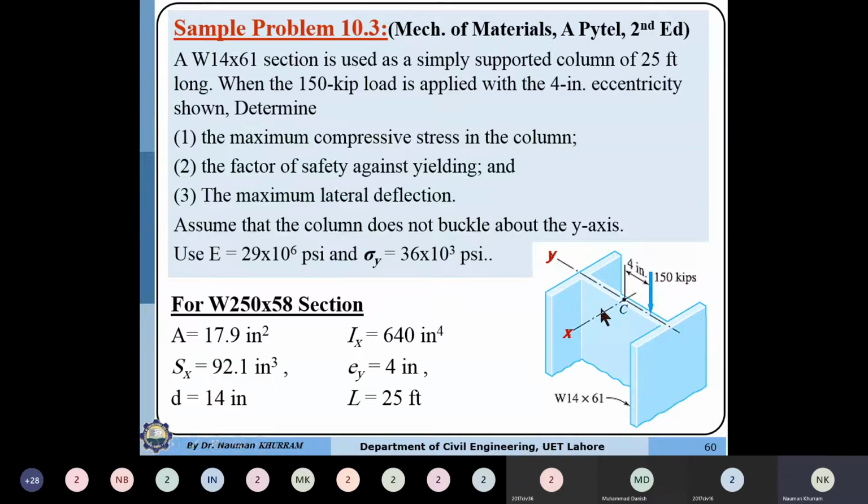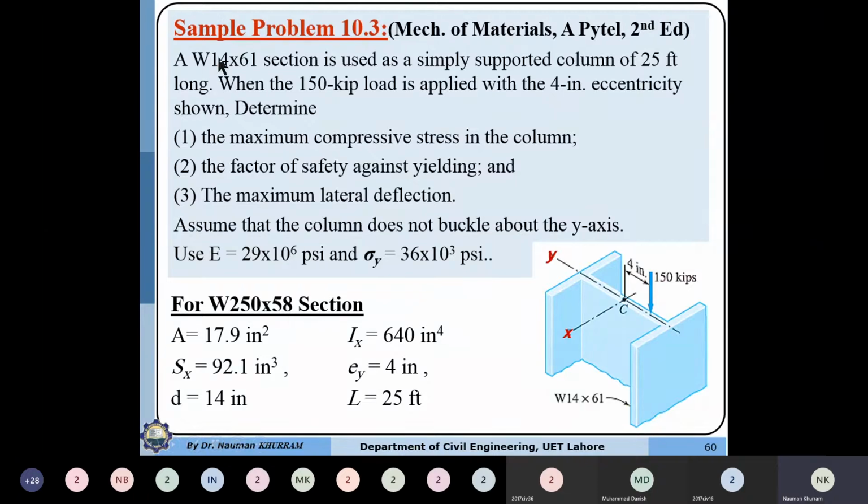Okay, here if the eccentricity is 0, then the column will buckle. But if there is a certain eccentricity, then the column will yield. So yielding is the phenomenon associated with the eccentric column, and buckling is the phenomenon associated with the concentric column. All the dimensions or geometric parameters are given. This W14x61 is equivalent to the W250x58 section.